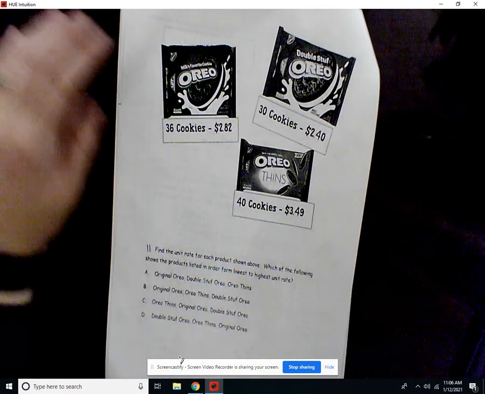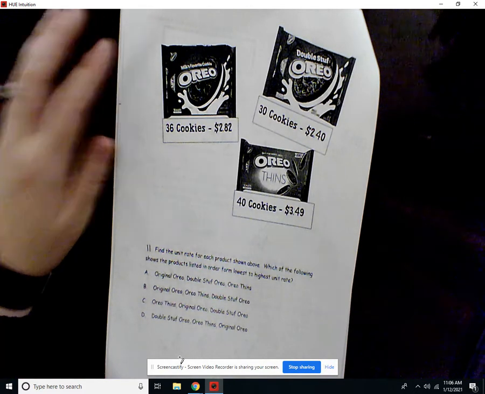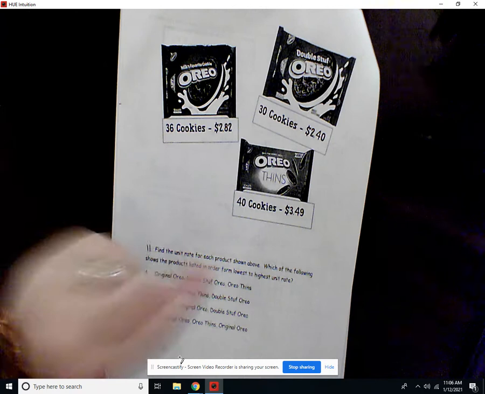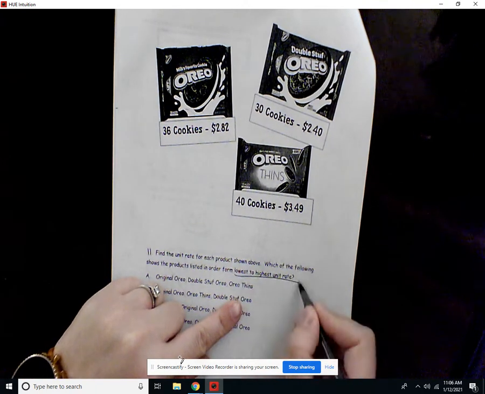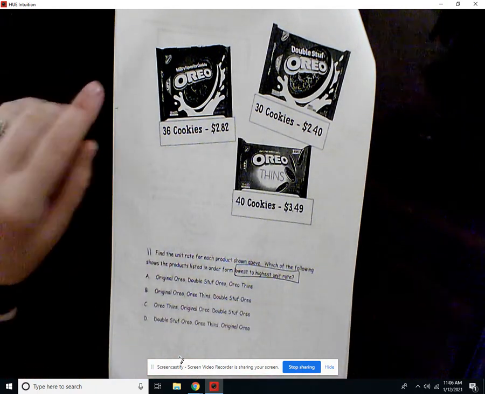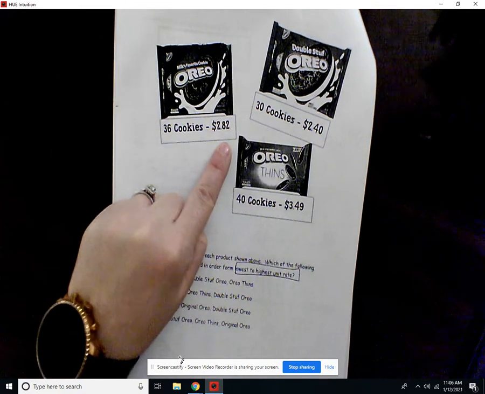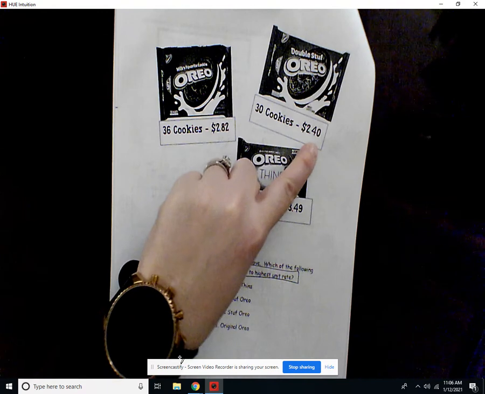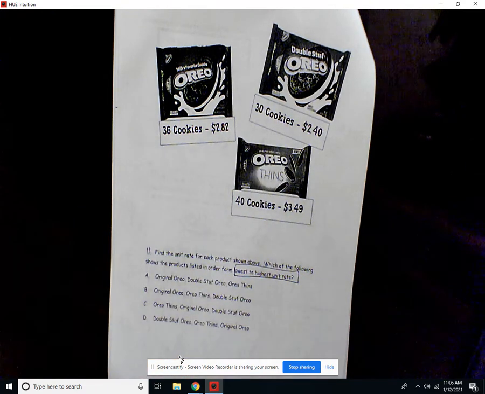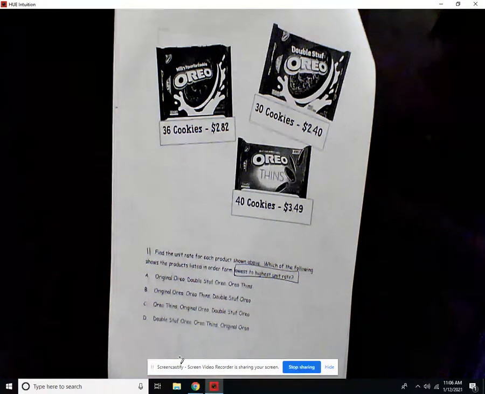It says find the unit rate for each product shown above. Which of the following shows the product listed in order from lowest to highest? Unit rate. So unit rate is what is it for one cookie? So we have 36 cookies for $2.82, 30 cookies for $2.40, 40 cookies for $3.49. So we're going to have to find the unit price. What is it for one?